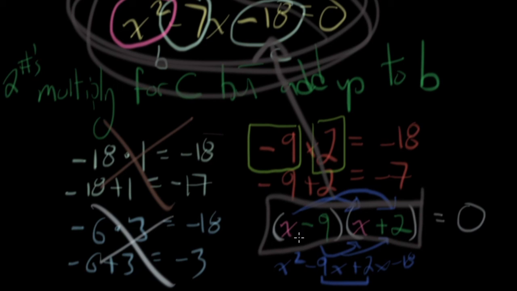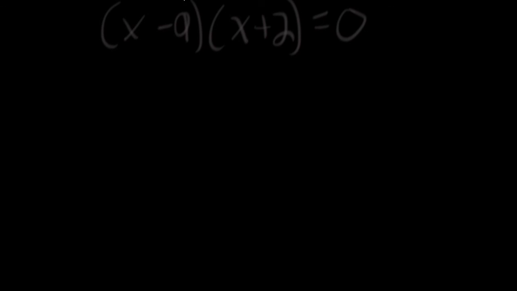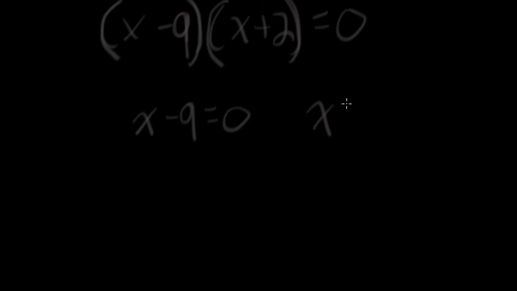And didn't I just say, if 2 things multiply to give you 0, these 2 brackets multiply to give you 0, one of them has to be 0? Did I just tell you that? I think I did. So x minus 9 and x plus 2 equals 0. So that means one of these brackets has to equal 0. Do you know which one equals 0? I don't. So we need to go mathematically and say either this one equals 0 or this one equals 0.